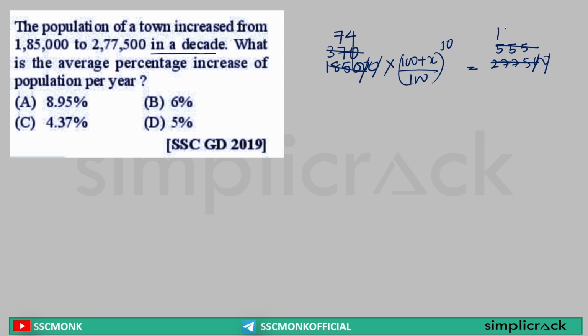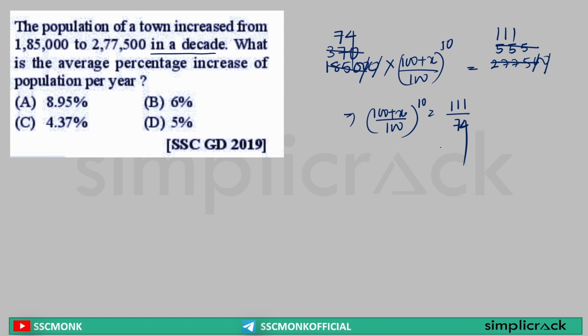This is 5 1 1 1. Yes or no? Yes. Now, sir, this means (100 + x/100)^10 is equal to 111/74. Yes or no? Yes. Now we need to find it. Now see, this is basic.